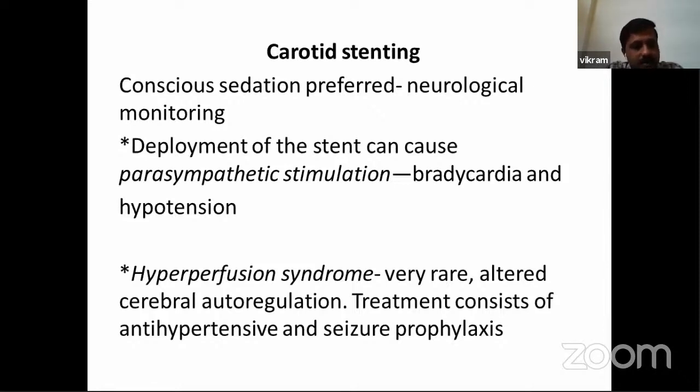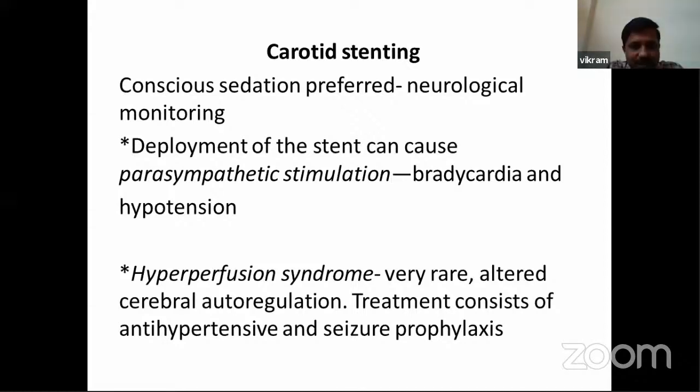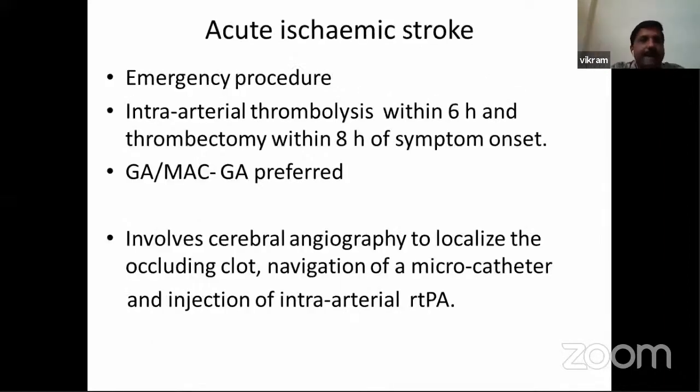But you have to keep in mind one rare entity that is possible, hyperperfusion syndrome. Although this is very rare, it is still possible. When there is a stenosis, the cerebral autoregulation is altered. So when suddenly the obstruction is relieved, there can be increased perfusion to the brain, and this can result in intracranial bleed. The patient can present with seizures, headache, and accelerated hypertension. The treatment mainly consists of antihypertensive therapy and seizure prophylaxis.